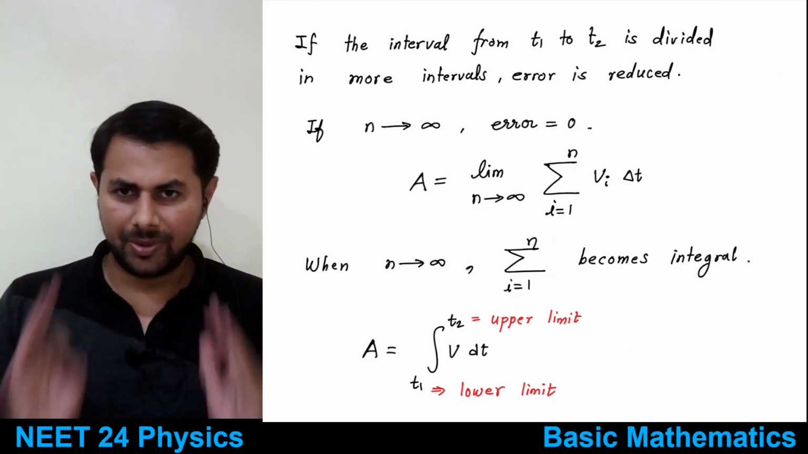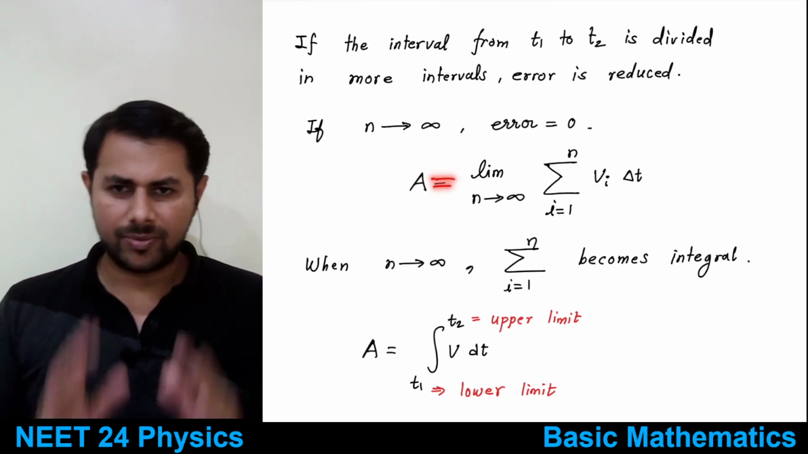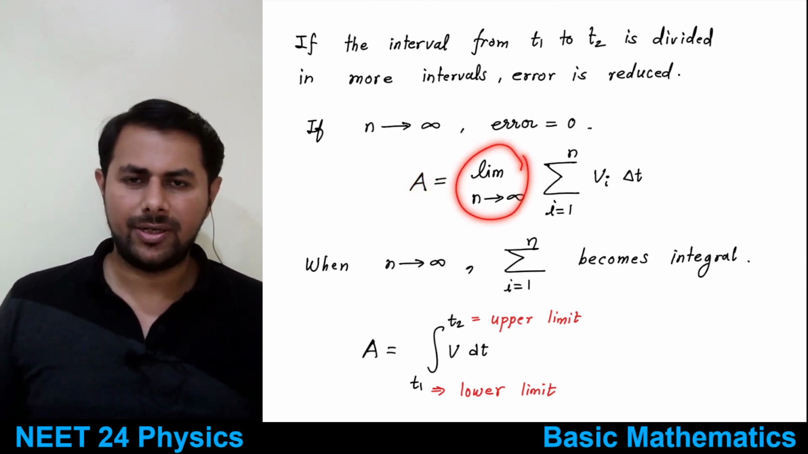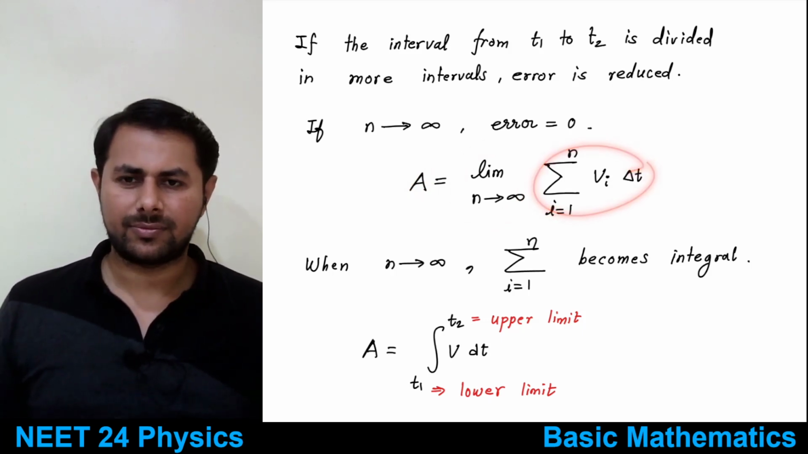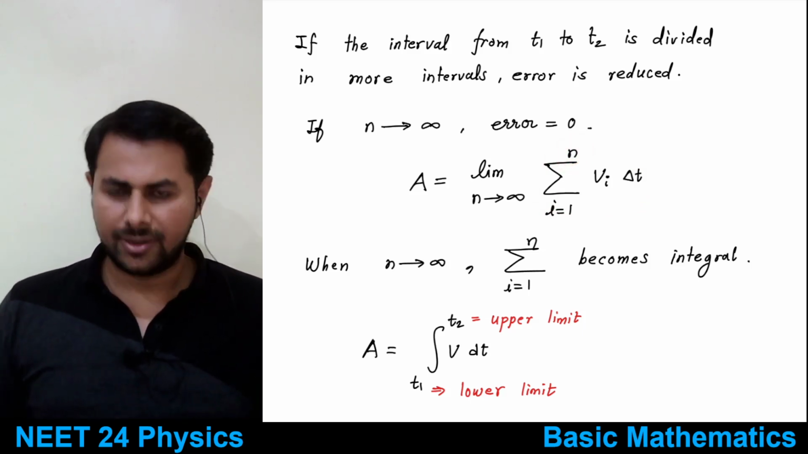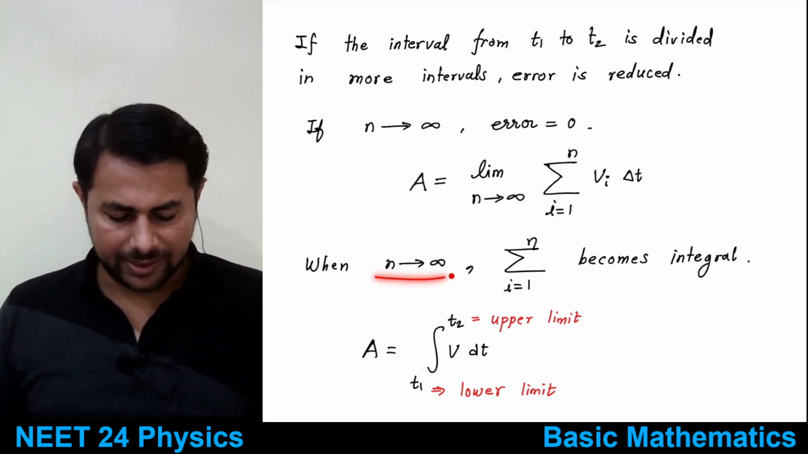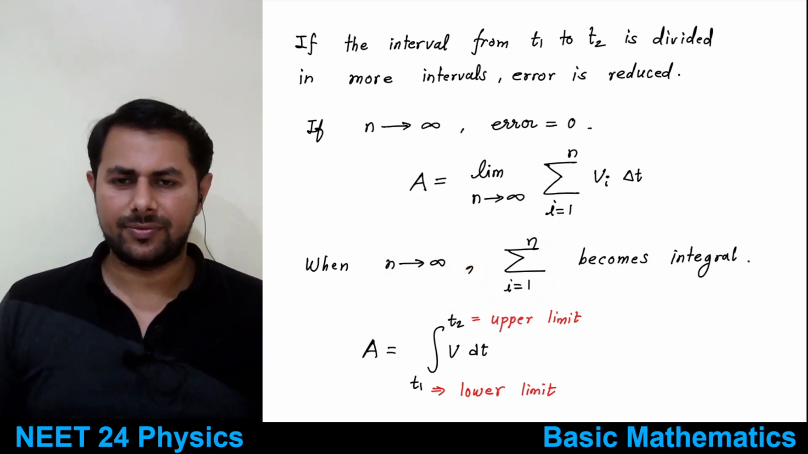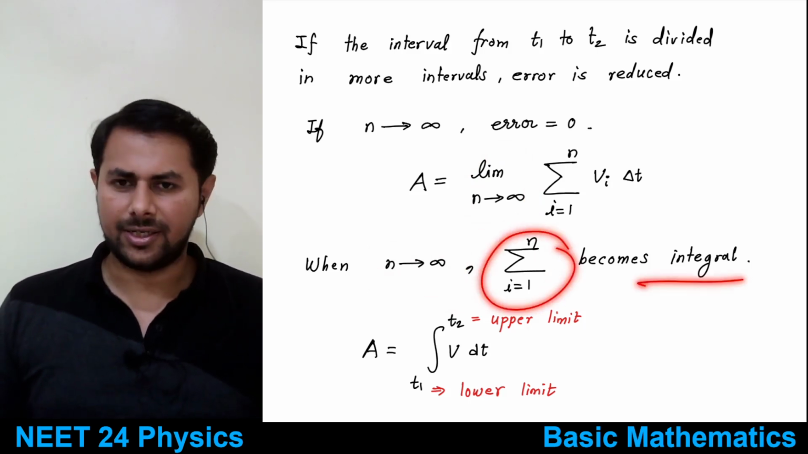So I can definitely say, with a little more confidence, that this is the perfect relation: the area under the curve will be the limit n tends to infinity, where n is the number of segments, of the summation of this thing. So how many segments are there? Infinite number of segments. When the number of segments tends to infinity, this summation is called an integration.